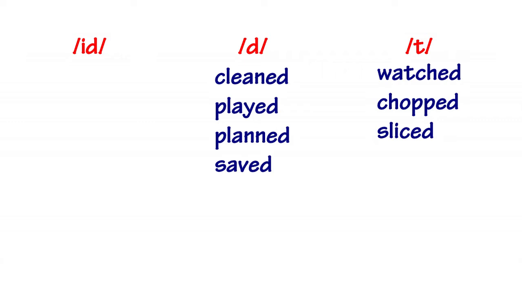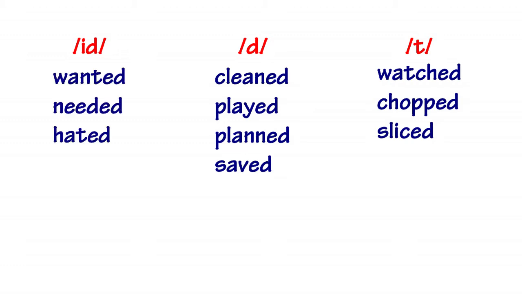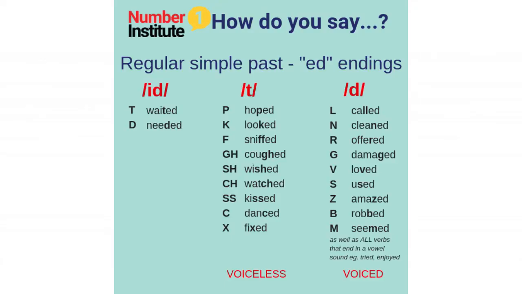Under t, we have watched, chopped, sliced. Wow, we don't have any in the first column with id yet. That's because it is less common. But here are a few. Wanted, needed, hated. So that's the rule, but I don't think it's worth focusing too much on the rule.